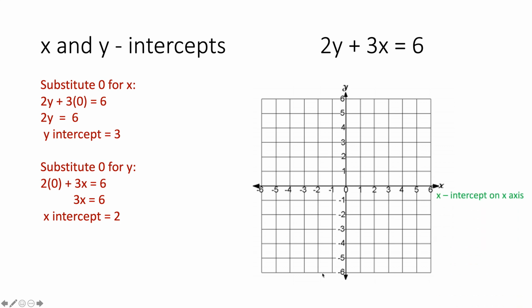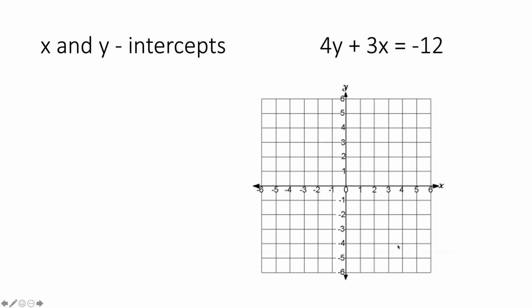So I come over here. The x-intercept is always on the x-axis. The y-intercept is always on the y-axis. So I'm just going to touch 3 on the y-axis and 2 on the x-axis, and I draw a line through them. That's it, I'm all done. So graphing with x and y intercepts is just a matter of substituting 0 for x, that gets you the y-intercept. Substitute 0 for y, that gets you the x-intercept. Mark the points on the graph, connect the dots. Simple as that. You try the next one.